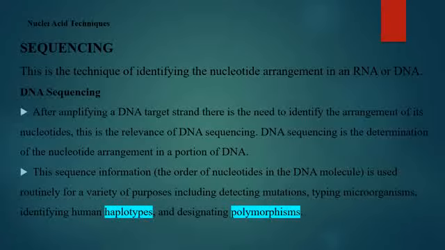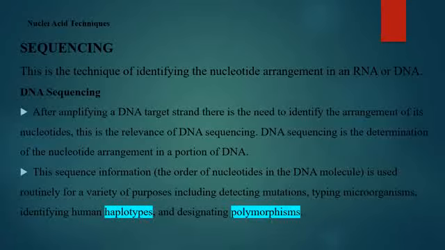We also say that this sequence information, or the order in which the nucleotides are arranged, is used routinely for a variety of purposes, including detecting mutations. Even when there's a mutation, sometimes it can just be a single, or let me say 3 pairs of nucleotides that have been replaced or changed. So one of the purposes is to help you detect a mutation. Then typing microorganisms. You have a series of microorganisms, and you want to know whether A and B are the same. Sequencing can help. Then identifying human haplotypes.